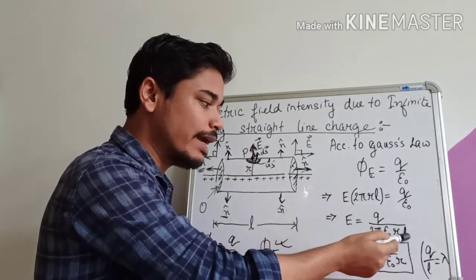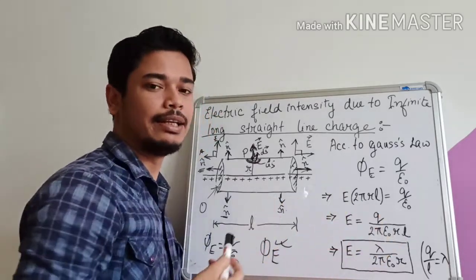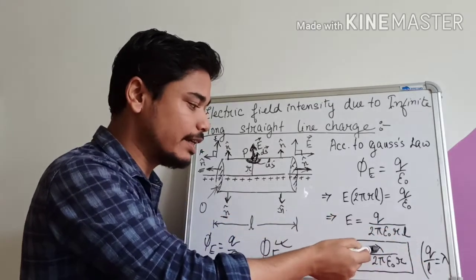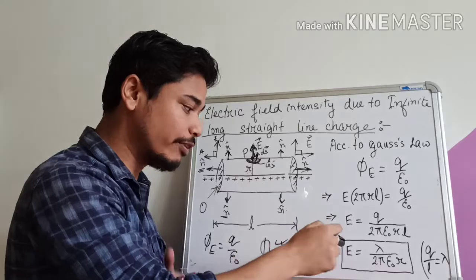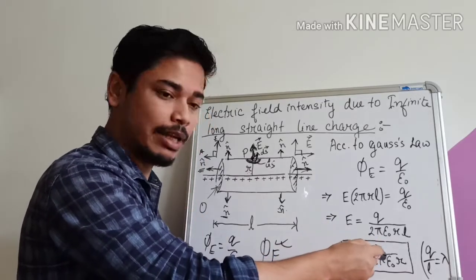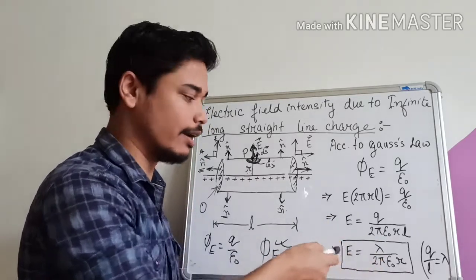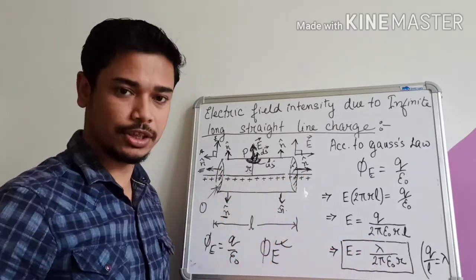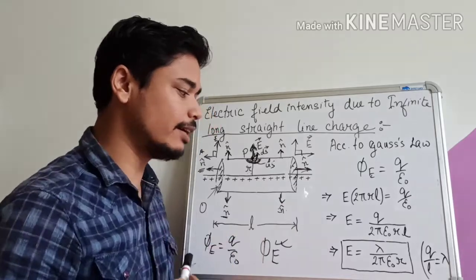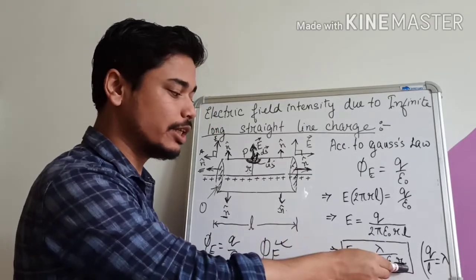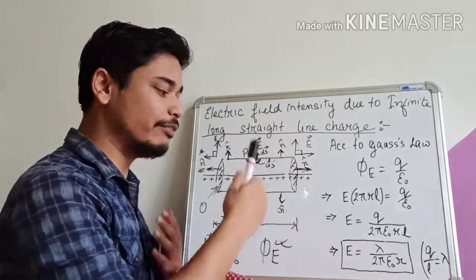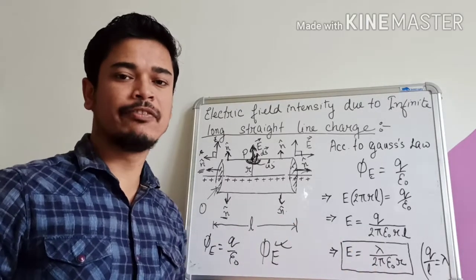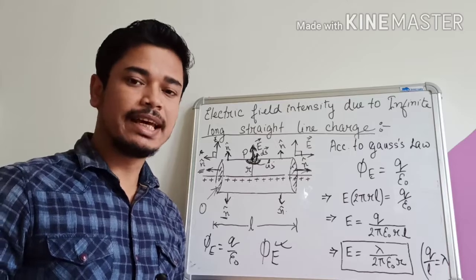Now here Q by L, what is Q by L? Q by L is the linear charge density, that is equal to lambda. So I have put here lambda in place of Q by L. What we finally get is E equal to lambda by twice pi epsilon naught R. This is the value of electric field due to this line charge. What we see here is E is inversely proportional to R. Okay, it depends inversely on R. So what we have finally found out is the electric field intensity due to a straight line charge.